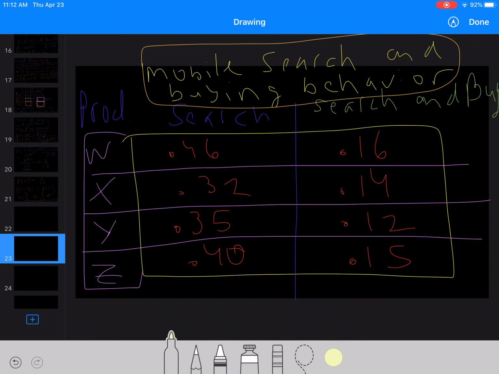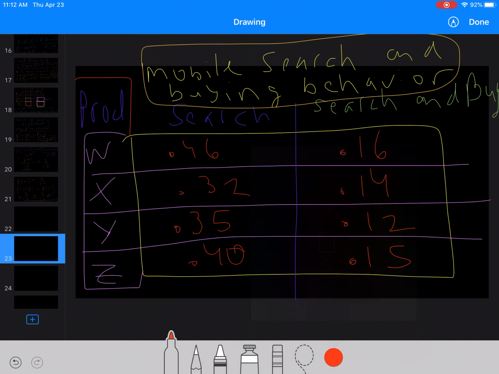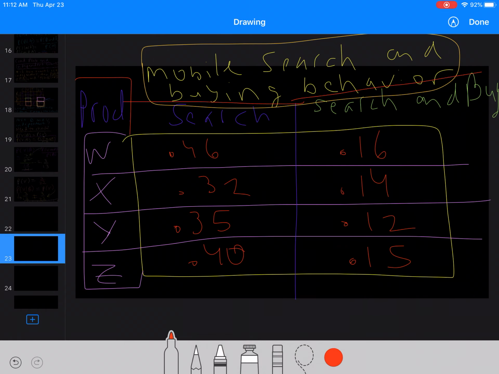So here is the information in a table. The title of the table is in the top box that's squared, mobile search and buying behavior. The top of the table, I'm going to put in red, is the product, the search, and the search and buy. Those are our categories. I have a product category, a search category, and a search and buy category. So the product is just basic variables, product W, X, Y, and Z.